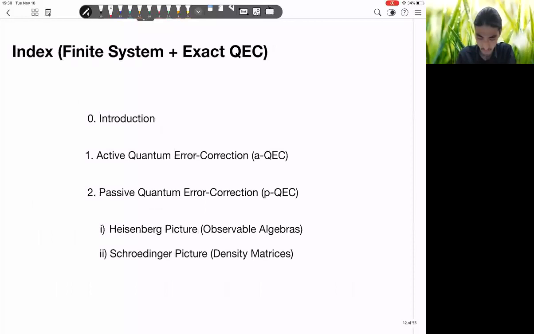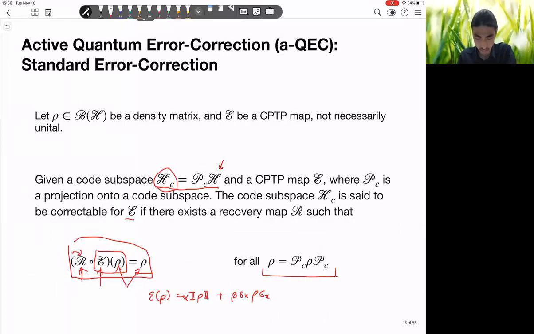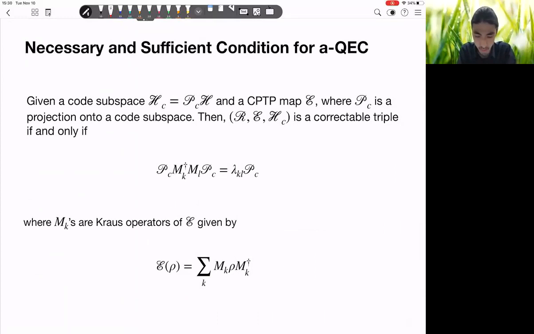So now what we want to discuss is when this R exists, and when the states in the cold subspace are correctable. That condition is given by this. Given a cold subspace and a CPTP map with projection onto the cold subspace, it is correctable if and only if this condition holds. This PC is the projection onto the cold subspace, and MK and ML are the Kraus operators of the given CPTP map, and lambda KL is some number.